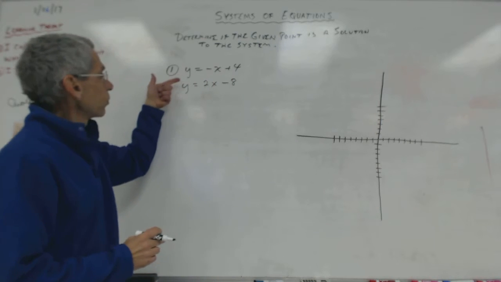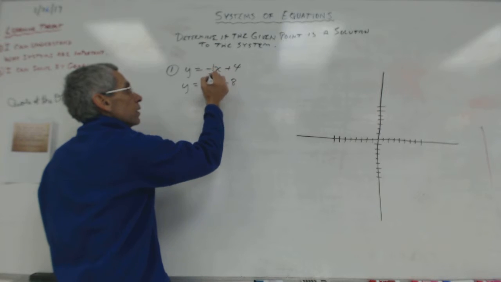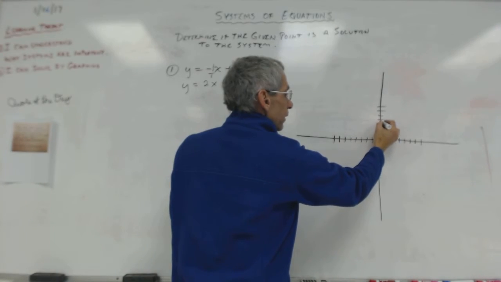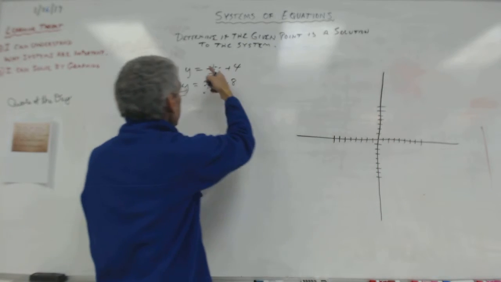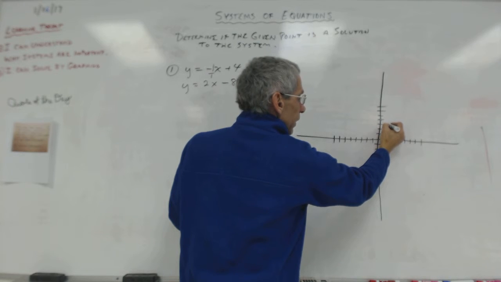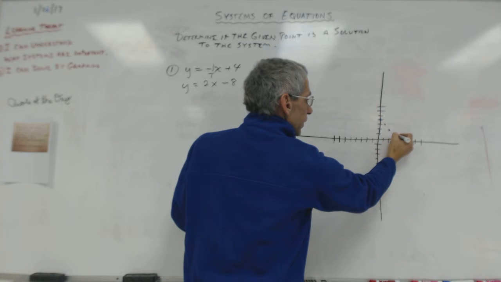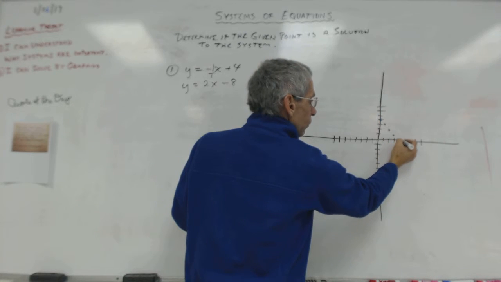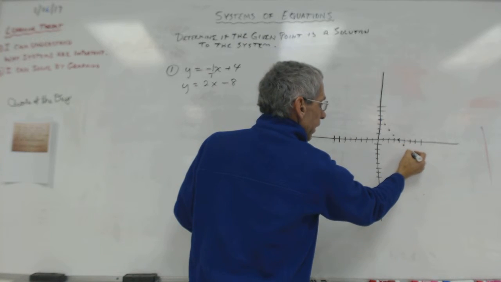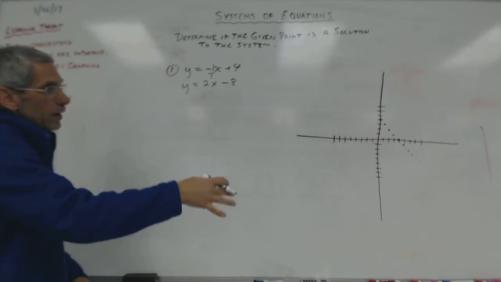Okay, so these are both in slope-intercept form. So my slope is -1/1, and my y-intercept is 4. So I go up 4: 1, 2, 3, 4, and I put a dot. And it's -1/1, so I go down 1, over 1, dot. I'm going to keep going. Down 1, over 1, dot. Keep going, so I can see where all the possibilities might be.